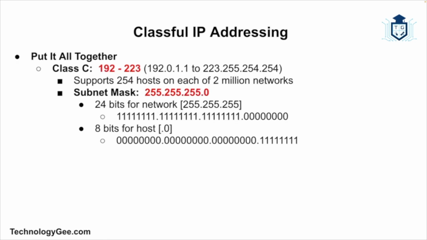And then we got Class C. So once again, if you see an IP address that starts with the number 192 all the way up to the number 223, that is a Class C IP address, and it can support 254 hosts on each of 2 million networks. And it has a subnet mask of 255.255.255.0, with the first 24 bits identifying the network portion of that IP address, and the last octet, or the last 8 bits, identifying the host ID for devices that could be assigned to that network.